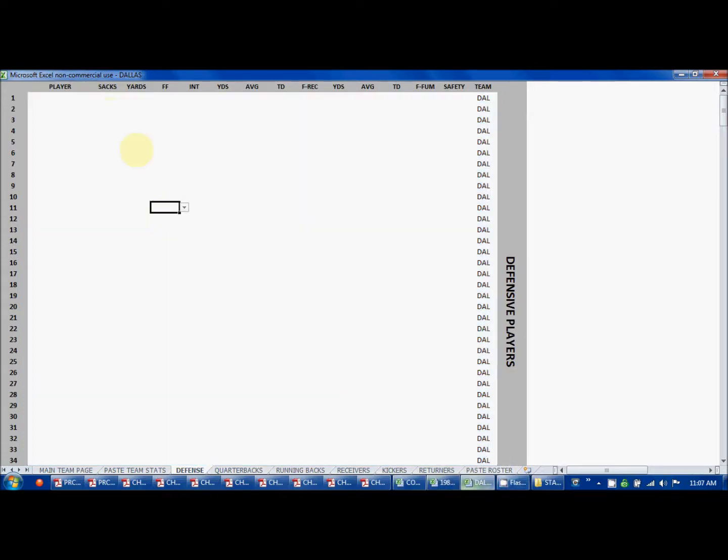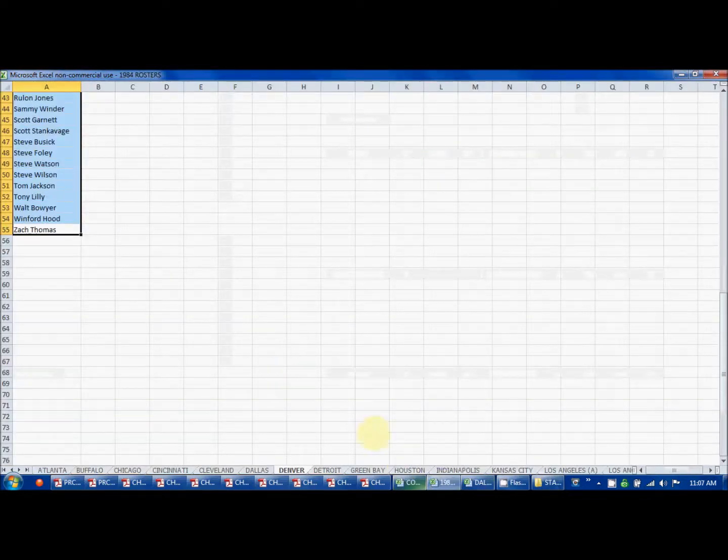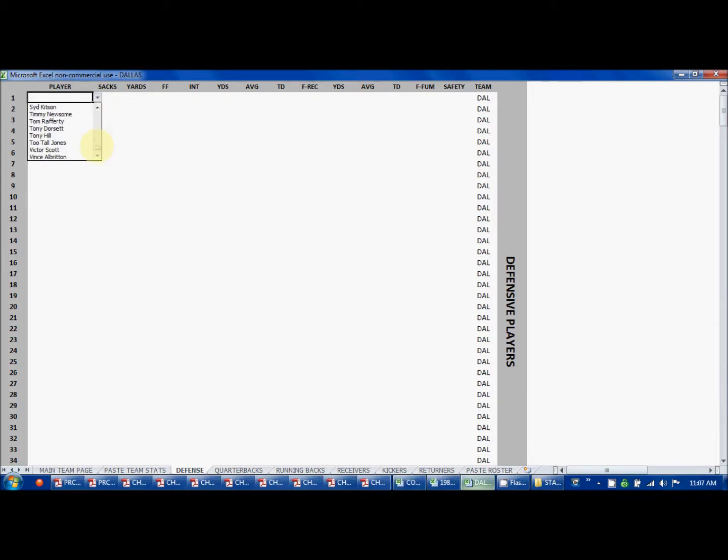Defenders are a little bit different. You don't paste. You look back at the stats here. You don't copy from the defensive stats section. You simply look and see, and then when you go back over to the stats page, let's see, Too Tall Jones, this will be a stat line for the year. So we gave him a half sack for 6 yards. All right. This is sacks, yards, forced fumbles on sacks, interceptions, yards. It'll give you an average, touchdowns on interceptions, fumble recoveries, yards on fumble recovery returns. The average will be automatic, touchdowns, forced fumbles, safeties, etc.